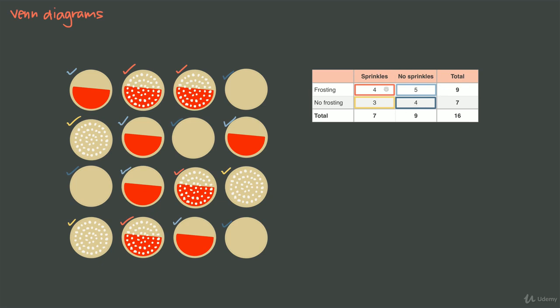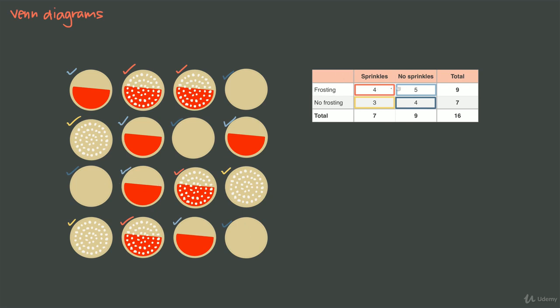Now we could have just left our table that way, but we can also include totals across the bottom and down the right-hand side. So we can see that if we add up the column, we know that there are 7 cookies with sprinkles, and we can see that that's true. We have 1, 2, 3, 4, 5, 6, 7 with sprinkles, 9 cookies with no sprinkles when we add up the second column. So that would be 1, 2, 3, 4, 5, 6, 7, 8, 9.